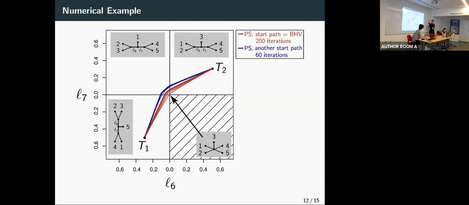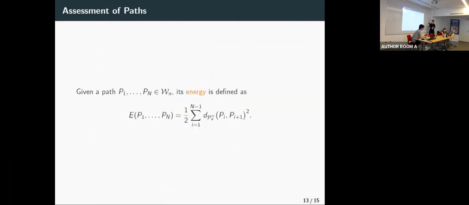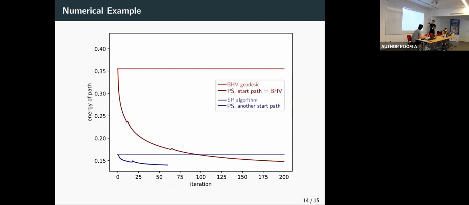So what could you do to assess the quality of a path? Well, you could just compute the energy of a path. And for those of you who don't know what the energy of a path is, all you need to know is basically the smaller the energy, the shorter the path, and also the more equidistant the points will be distributed along the path. That's what the square is supposed to do, basically, to make these points on the path equidistantly distributed.